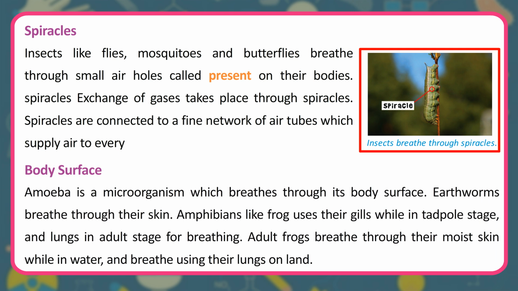Amoeba is a microorganism which breathes through its body surface. Earthworms breathe through their skin. Amphibians like frogs use their gills while in tadpole stage, and lungs in adult stage for breathing. Adult frogs breathe through their moist skin while in water, and breathe using their lungs on land.